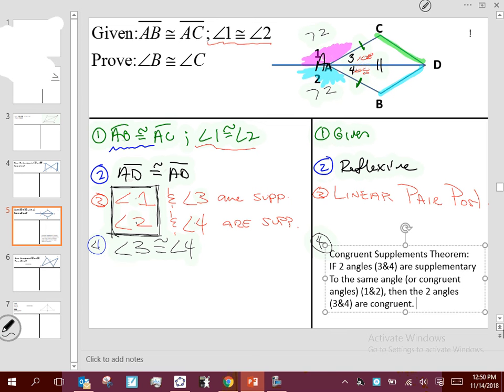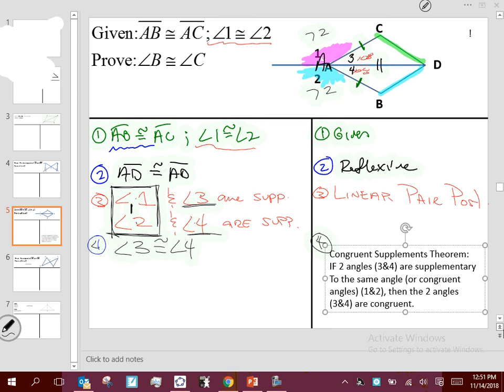Now, that's a lot, okay? I put in the specifics for our problem. I want you guys to realize what we're talking about when I say two angles are supplementary to the same angle, congruent angles, and the two angles are congruent. I want you to be able to reference what were the two angles, what was the same angle, what was the congruent angles, okay? So if two angles are supplementary to the same angle, these are your two angles, 3 and 4. Are they supplementary to the same angle or congruent angles? They are supplementary to congruent angles, right? We said 1 and 2 were congruent. Then the two angles that we started with, 3 and 4, have to be congruent to one another. That's what the congruent supplements theorem says.